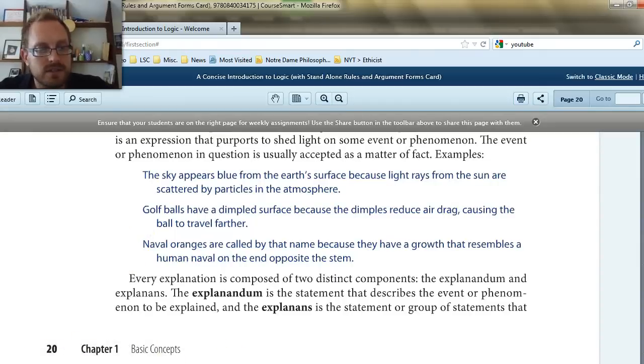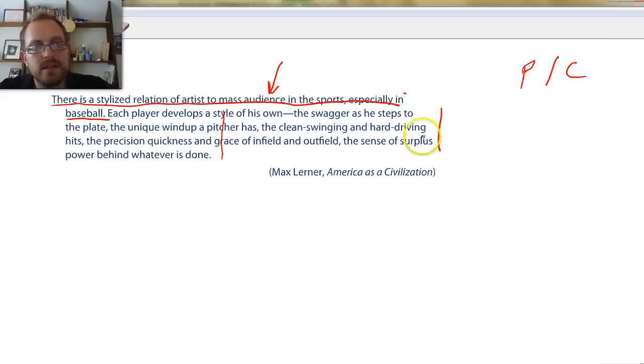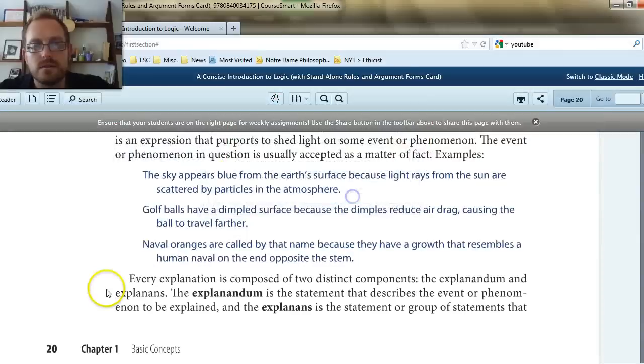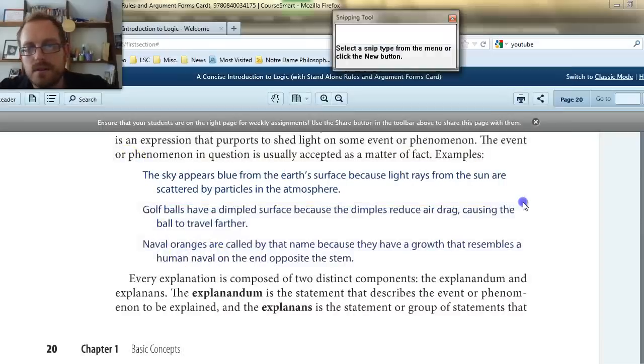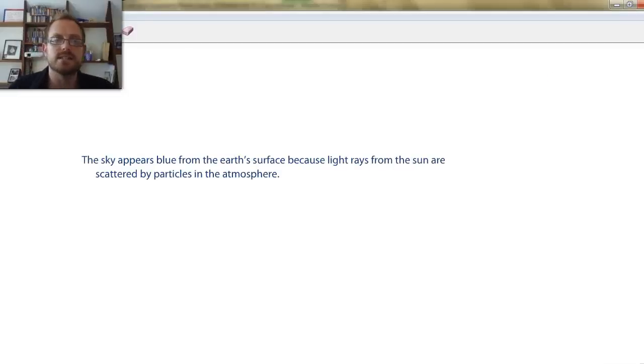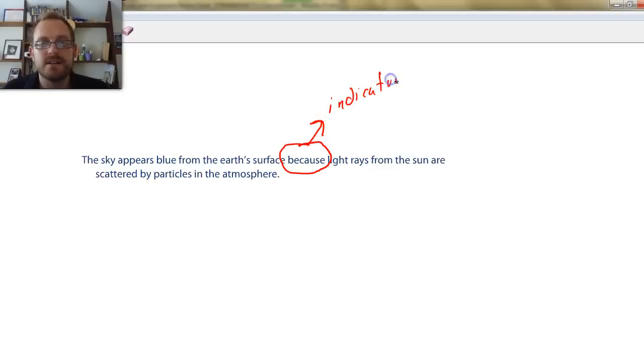Okay, let me select this and we can take a look at it. All right, let's take a look at this example. The sky appears blue from the Earth's surface because... Immediately, you might think this is an argument because we said 'because' is an indicator term. So you have to be careful here, because explanations have indicator terms too. The sky appears blue from the Earth's surface because light rays from the sun are scattered by particles in the atmosphere. Okay, now this is not an argument.